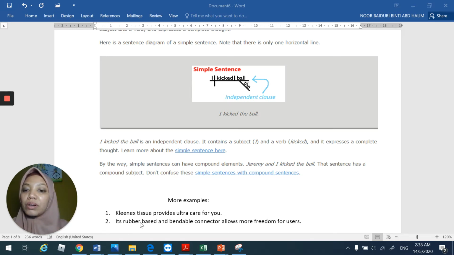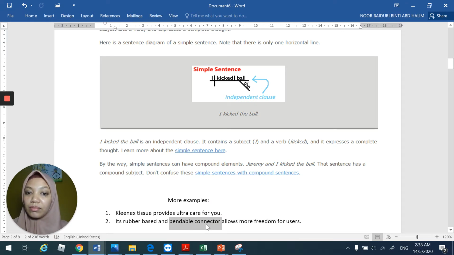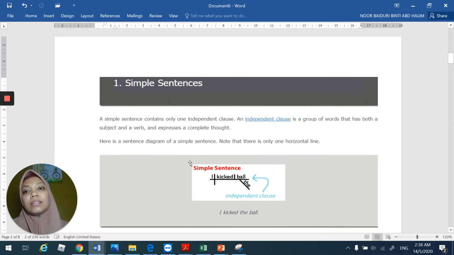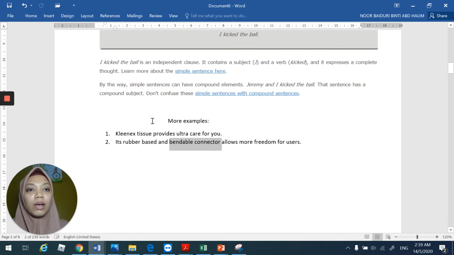Number 2, its rubber-based and bendable connector allows more freedom for users. You can see here, I have subject number 1, it's rubber-based, and then I have another one, bendable connector. So even though you have 2 subjects here, you still consider it as a simple sentence, no matter how many you put here as the subject.